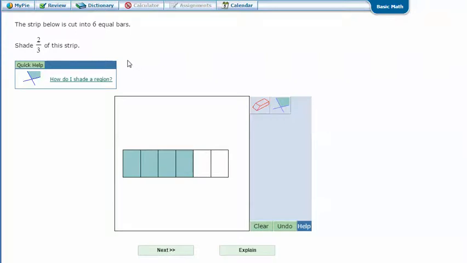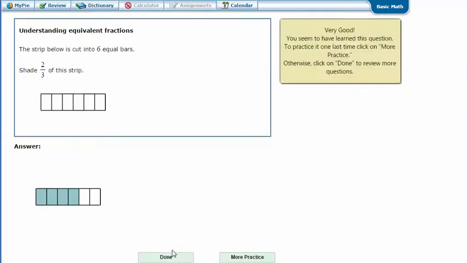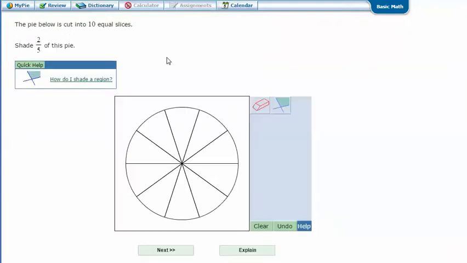Back to my ALEKS screen, shade 2/3 or 4/6 and click Next. And it says that I got the correct answer. Let's try one more. The pie below is cut into 10 equal slices. Shade 2/5 of this pie.